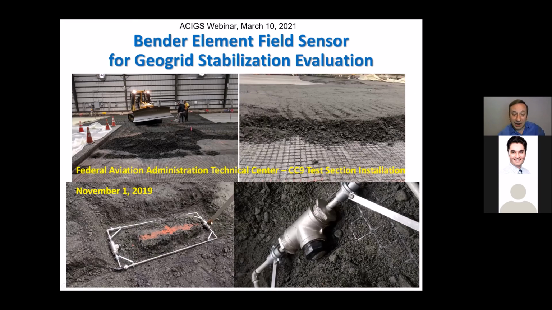And here are the housings of the two piezoelectric source and receiver sets, with a known distance in between them and the cables around, right? Buried in a constructed layer of a granular material in this facility over a geogrid. This was actually a pavement test section at the Federal Aviation Administration Test Center, National Airport Pavement Test Facility.